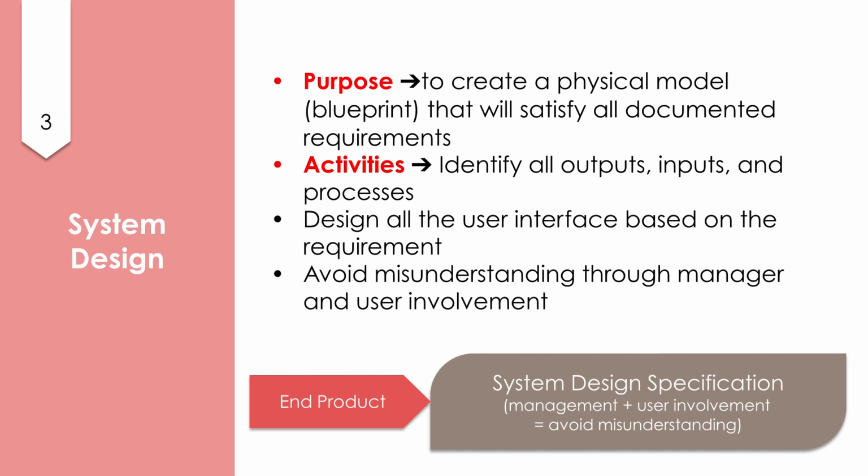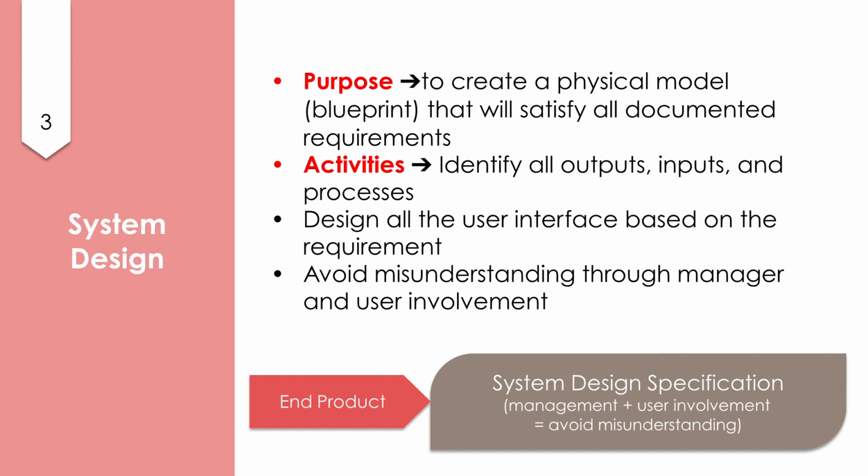Okay, so kat sini kita akan design all of the flow or all of the process in the system. So the activities is to identify all the output, input and all the process. Okay, kat mana kita nak tahu the output, input and process ni? We know all of these items, output, input and process, based on the system analysis that we have carried out. Kita dah buat interview, kita dah buat survey, kita dah baca dokumen, we do the observation, kita tengok macam mana orang buat kerja and so on.